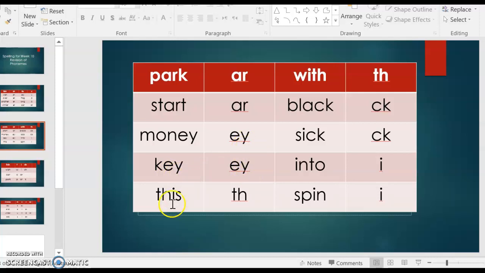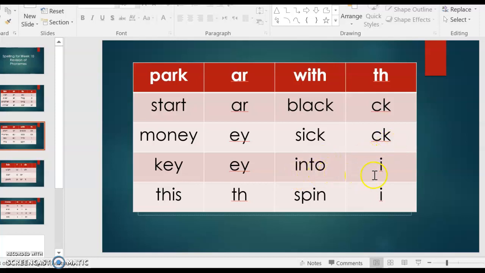And then we've got this. This we were concentrating on the TH at the start of the word. This. Width. Digraph was again TH at the end of the word this time. Width. Then we've got black. That's the color. Black. The digraph was CK. That should still be easy for you, I reckon, because you did very well. Black. Sick. Digraph is K or CK.